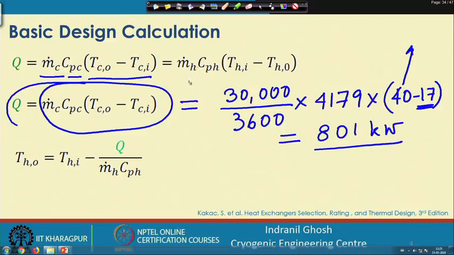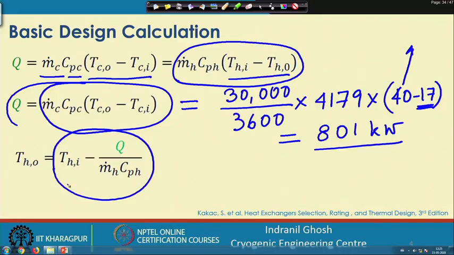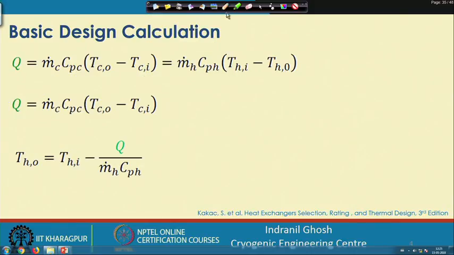equal to obviously m dot h Cph (Thi minus Tho). So, this equation will be used to find out the exit temperature of the hot fluid. Because we have already calculated Q equals 801, if we put that value we will be able to estimate it to be 53.2 degrees centigrade. So, now you see we already know all the inlet and exit temperatures of the heat exchanger.